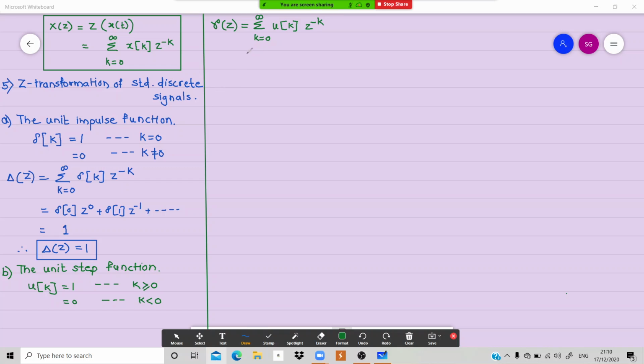Okay, so now u k, you know it is 1 because we are starting at 0, so it is going to be k equal to 0 to infinity. Value of this is 1 for all k greater than or equal to 0, so it will be just z raised to minus k. Now summation of a series, right? This is becoming a geometric series. If I write this as k equal to 0 to infinity z raised to minus 1 raised to k, and you have studied this, right? Any geometric series you can write its final value using the formula for geometric series.